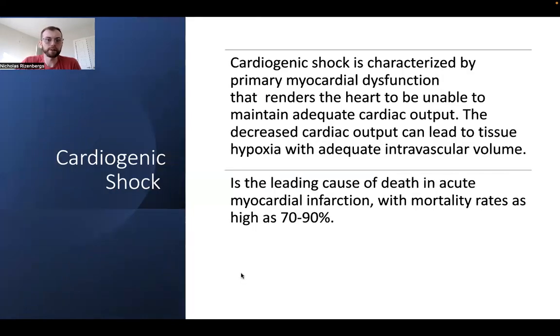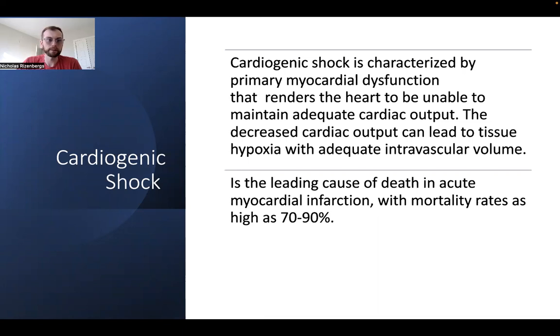So cardiogenic shock is characterized by primarily myocardial dysfunction that renders the heart unable to maintain adequate cardiac output. The decreased cardiac output can lead to tissue hypoxemia or hypoxia with adequate intravascular volume. So what does that really mean? Well, this one is not an issue of you not having blood or fluid or losing excess amounts of it. You have adequate intravascular volume, but you've got myocardial dysfunction, so it's not being able to pump out the blood to reach the tissues and perfuse them and give oxygenation.